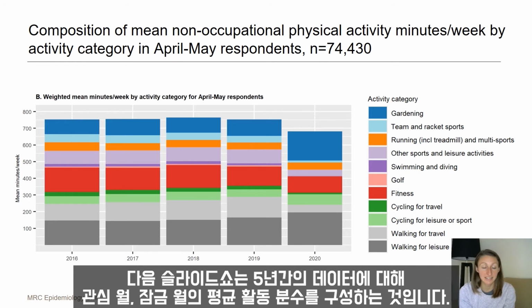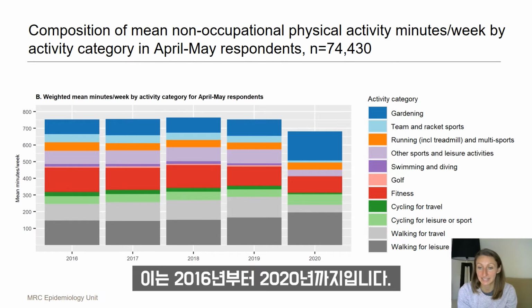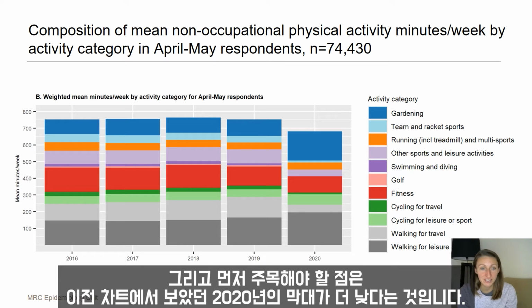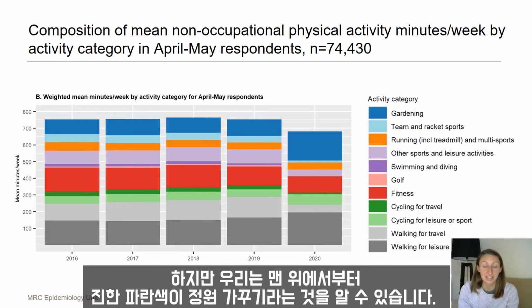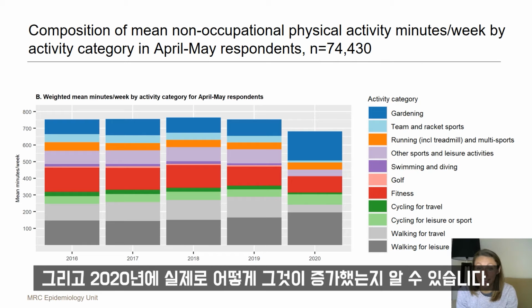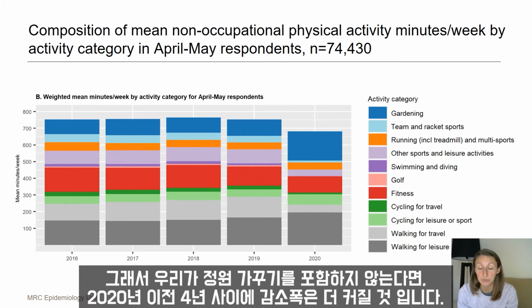What this next slide shows is the composition of that mean minutes of activity for the month of interest, that lockdown month, across the 5 years of data we have, so 2016 through to 2020. And the first thing to note is that the bar for 2020 is lower, as we saw in the previous chart. But starting at the top, we can see that dark blue colour is gardening, and we can see how that actually has really increased in 2020. And so if we were not including gardening, then the drop would be even greater between the previous 4 years and 2020.